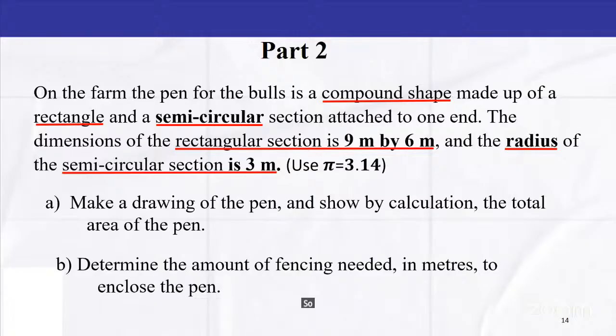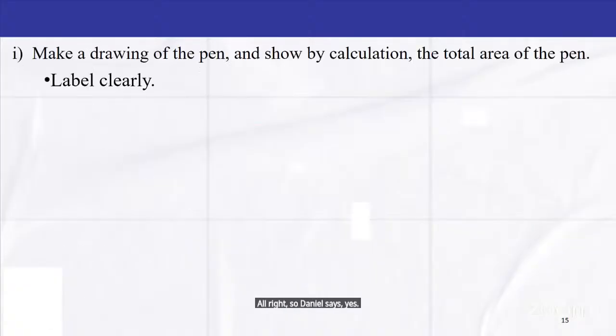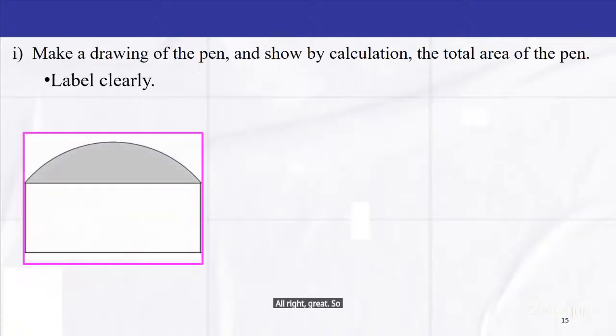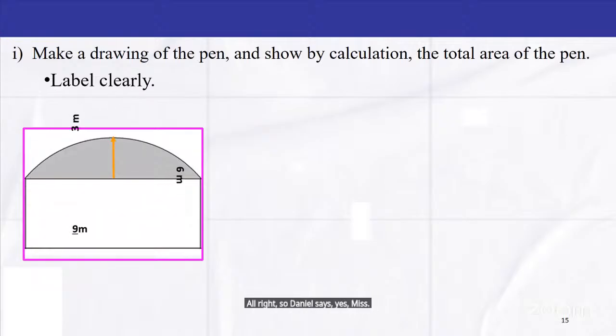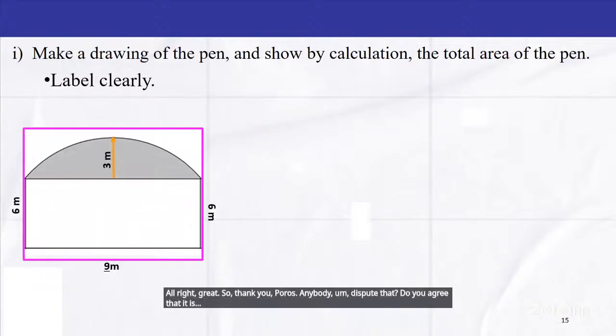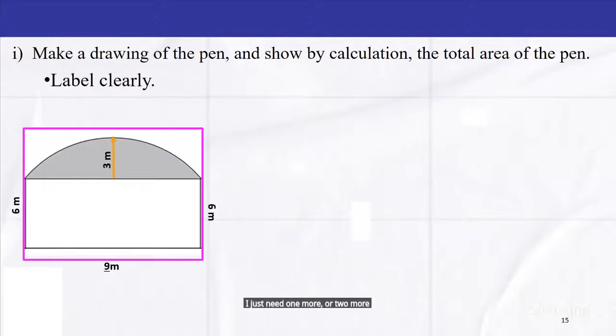So let us proceed. All right, so Diana says yes, miss. All right, great. So thank you, Porus. Anybody dispute that? Do you agree that it does not represent the information? I just need one more or two more persons to say yes or no. All right, Diana says yes. So we're awaiting her reason for saying yes.